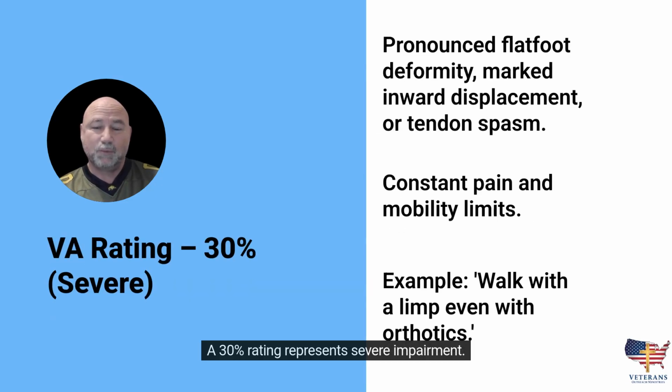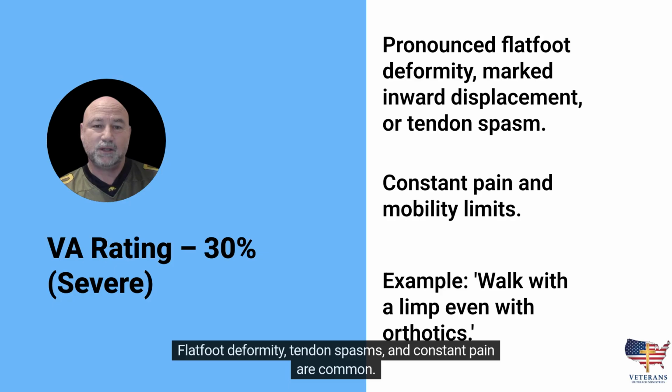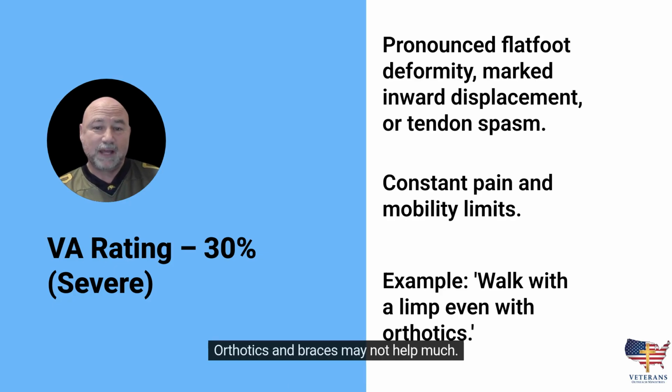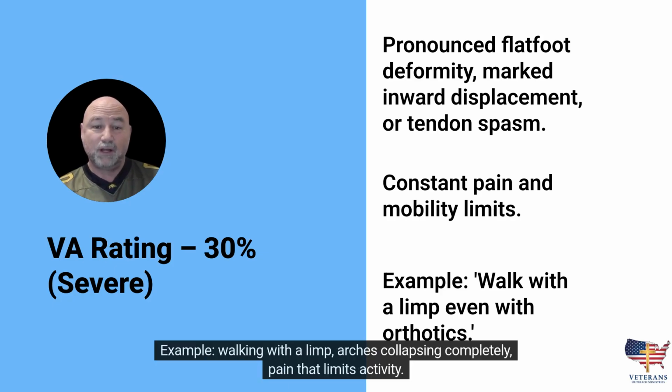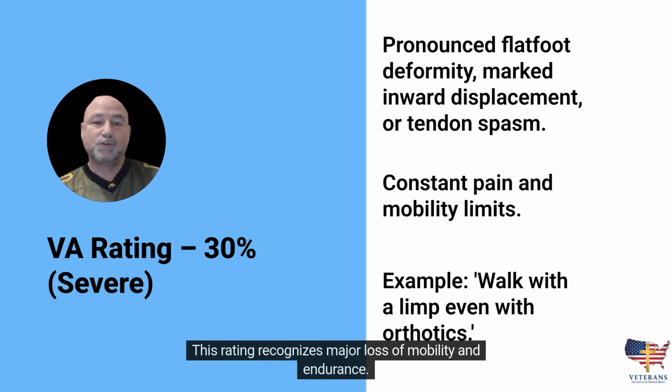A 30% rating represents severe impairment. Flat foot deformity, tendon spasms, and constant pain are common. Orthotics and braces may not help much. Example, walking with a limp, arches collapsing completely, pain that limits activity. This rating recognizes major loss of mobility and endurance.